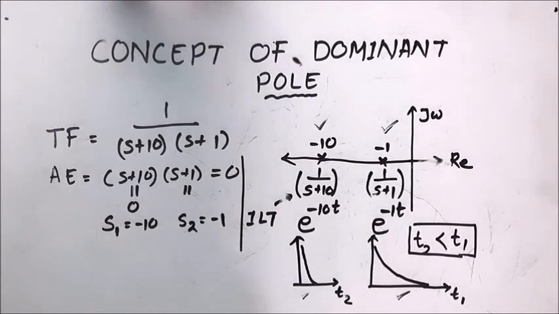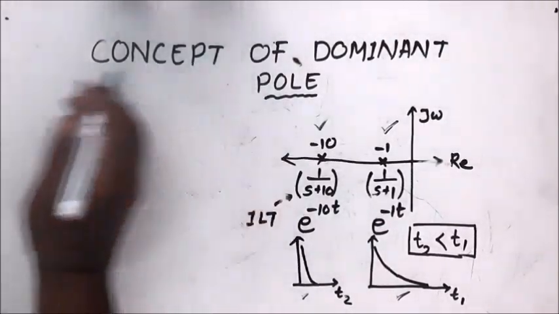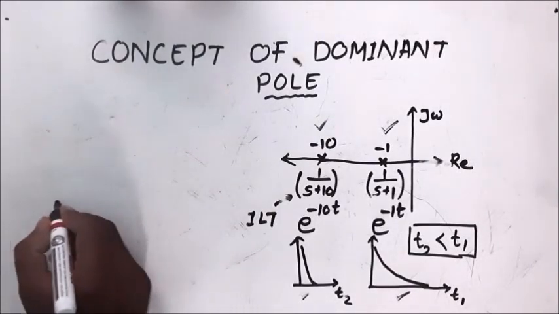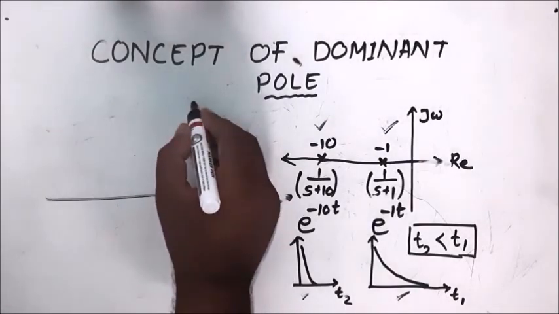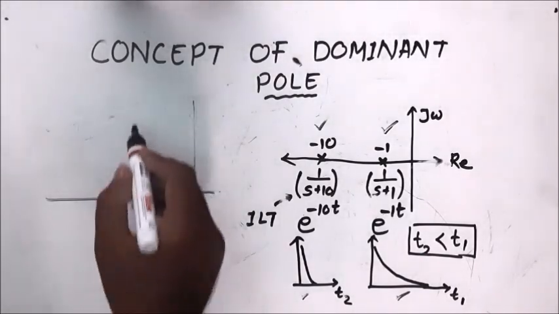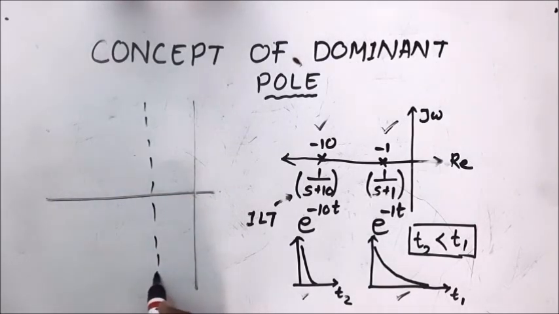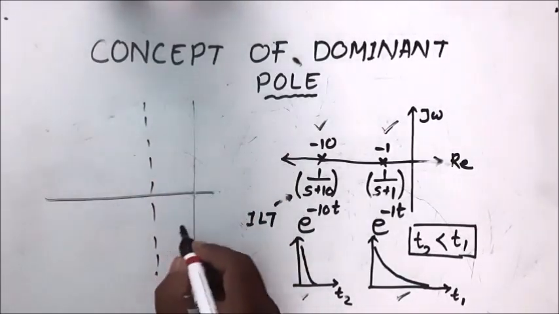Clear about this? Okay. To make you understand more efficiently, I can draw a line over here, and let's consider this is my S plane. Let's say this is the range where the significant pole occurs.